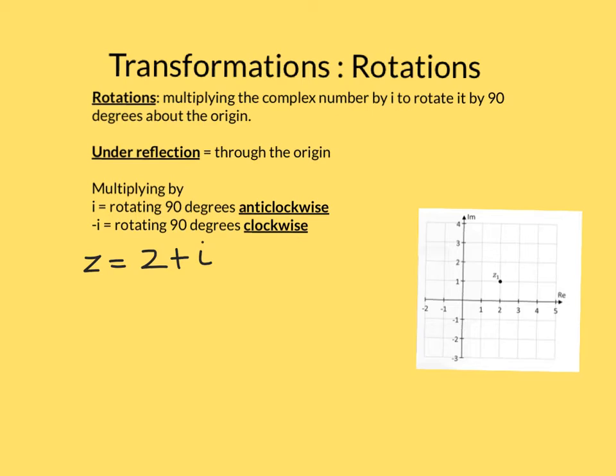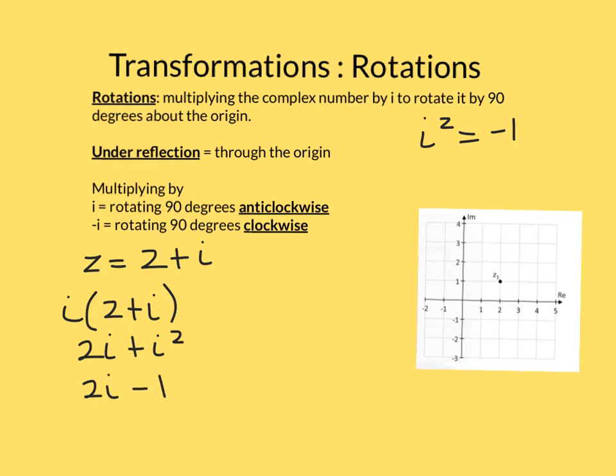So let's first of all multiply this by i. So we have i by 2 plus i. That's going to give me 2i plus i squared. Now remember a little rule that said i squared is equal to minus 1. So I'm going to substitute that i squared now with minus 1. And what I'm going to get is 2i minus 1, because I'm just substituting that in for i squared. And remember, we just always write that with our imaginary number first, so that's minus 1 plus 2i.